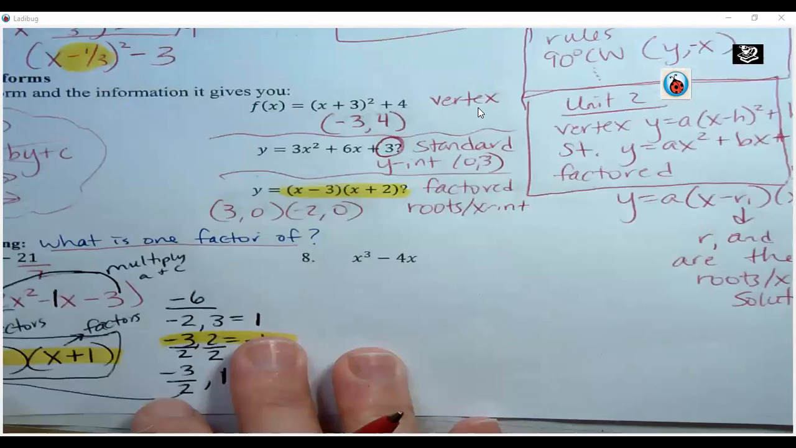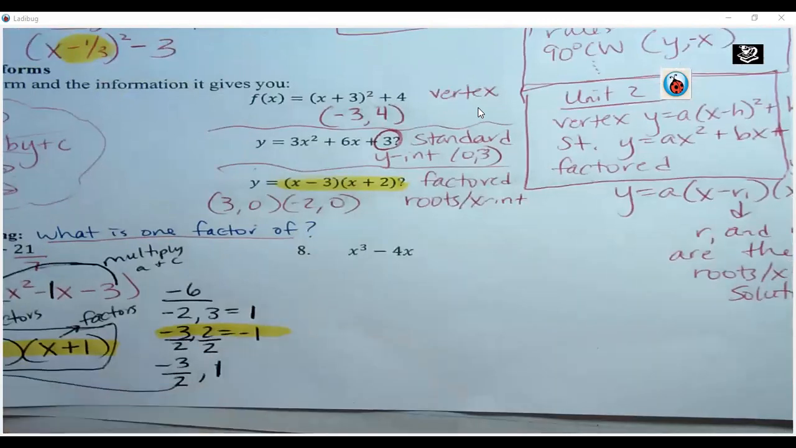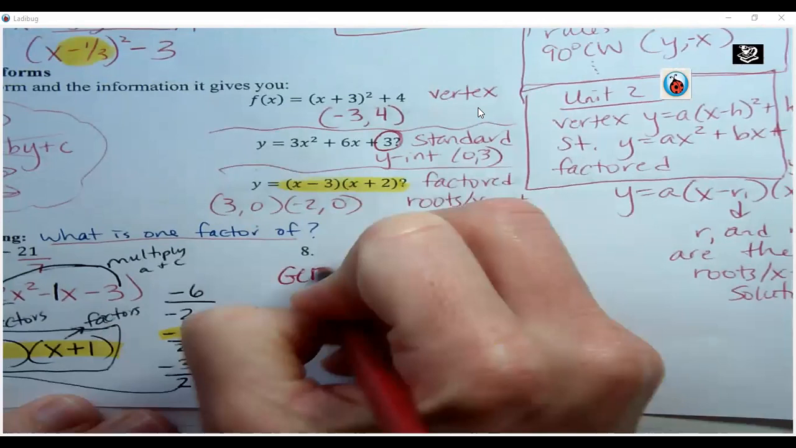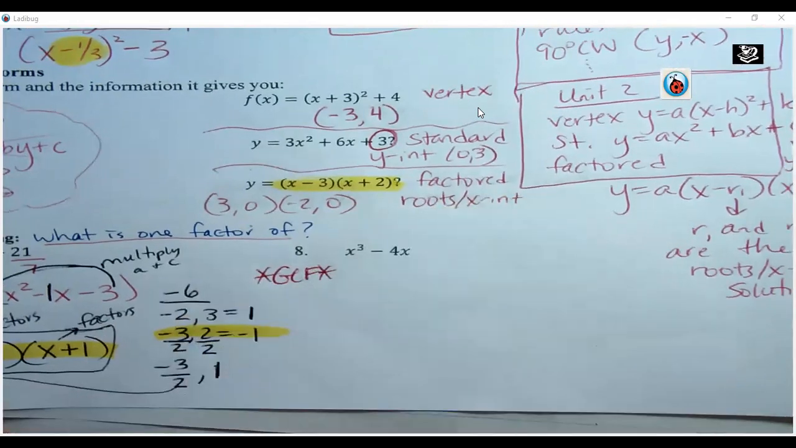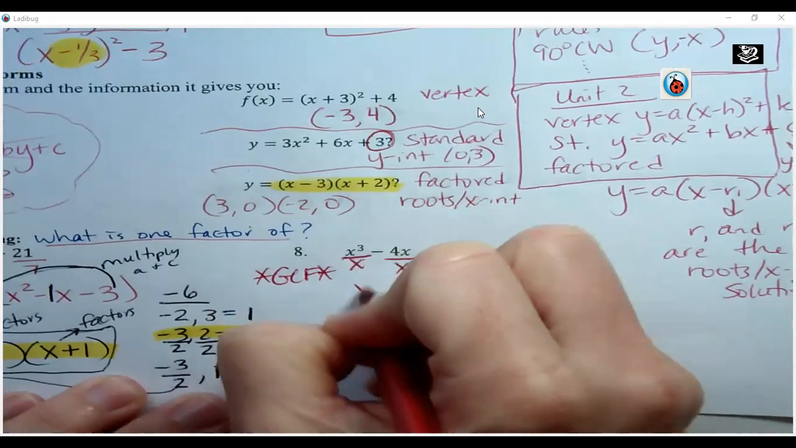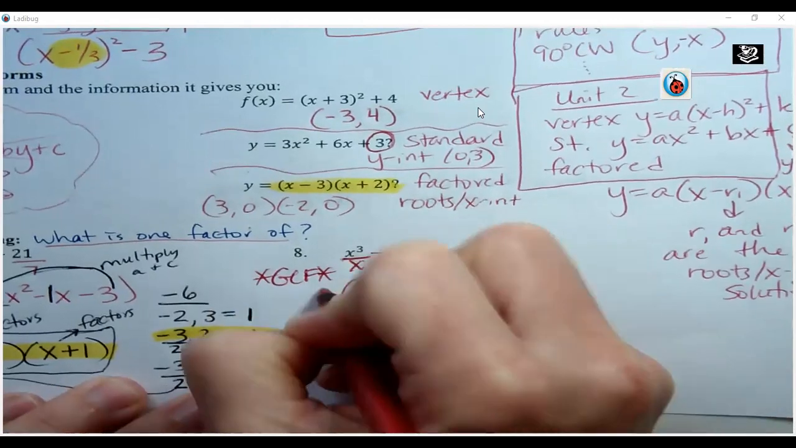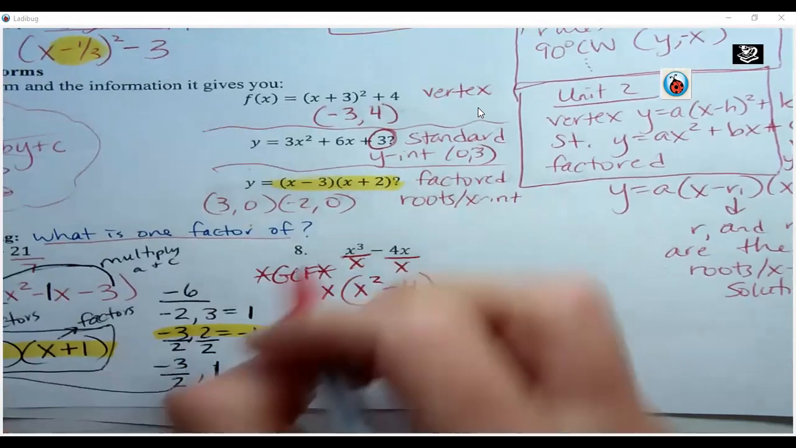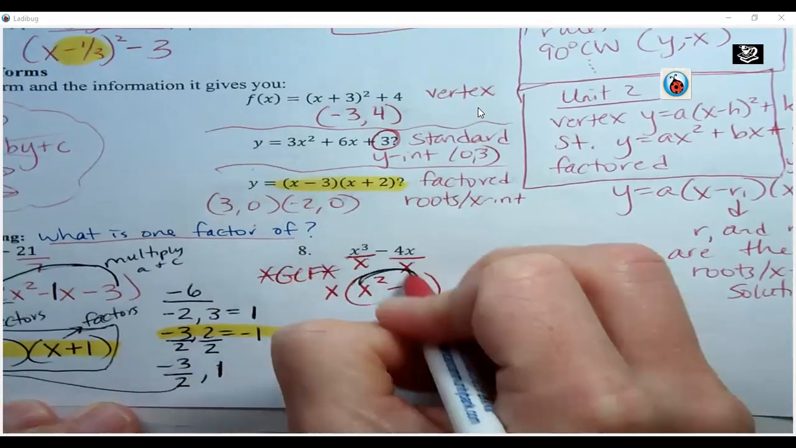All right, let's do number 8, x cubed minus 4x. Once again, you are factoring. So what do you do first? Find the GCF. Good, GCF. All right, what goes into both of those? X. That gives me x squared minus 4. All right, then I multiply a and c, so that gives me negative 4.